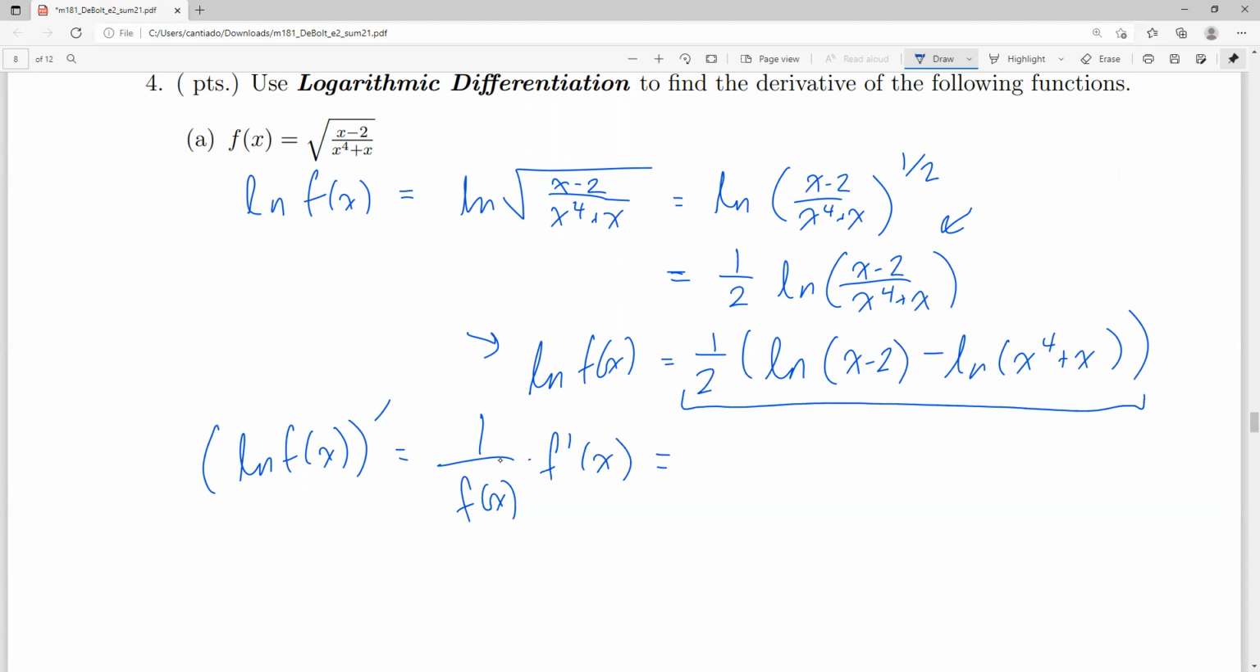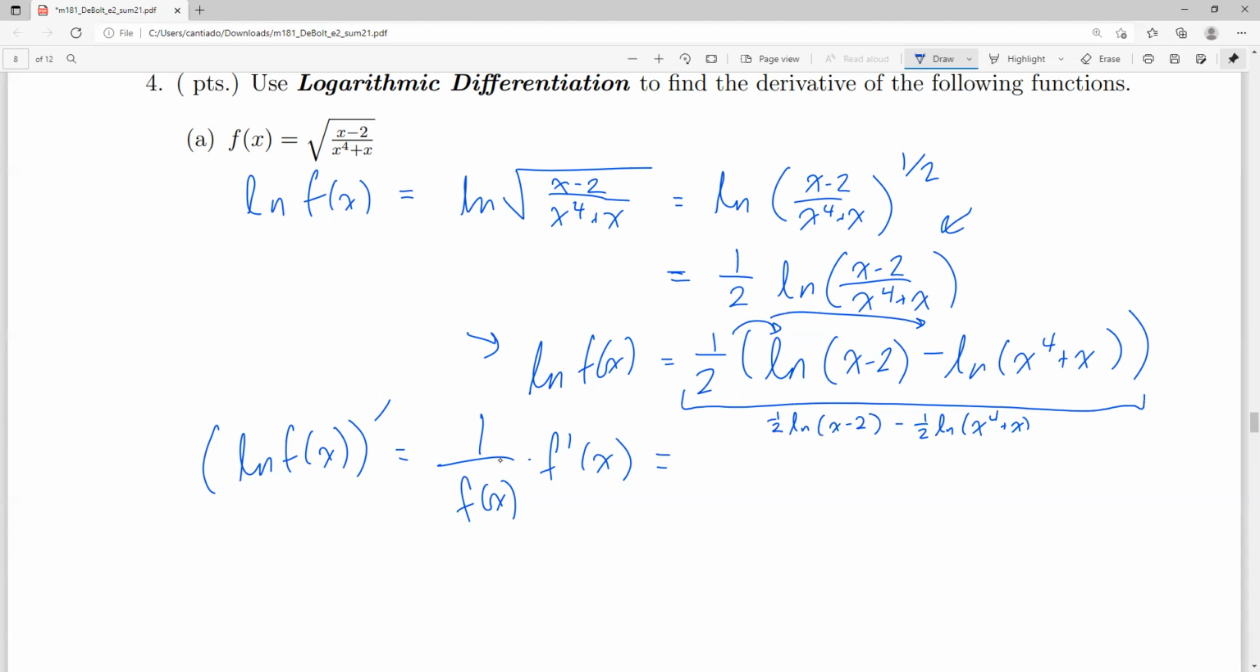Taking the derivative of this whole thing, well, if it helps, you can rewrite this as 1/2. You could technically distribute the 1/2. It might be easier to look at: 1/2 of ln of x minus 2 minus 1/2 ln of x to the 4th plus x, right? So now we can just take the derivative of these individual parts, right?